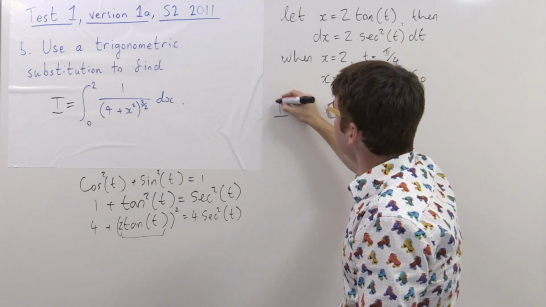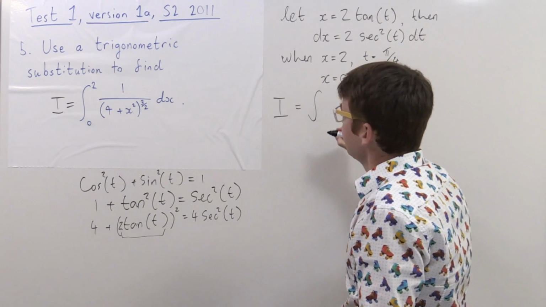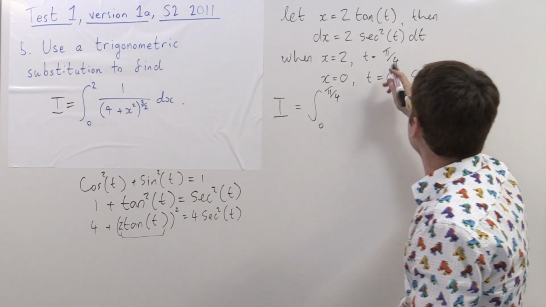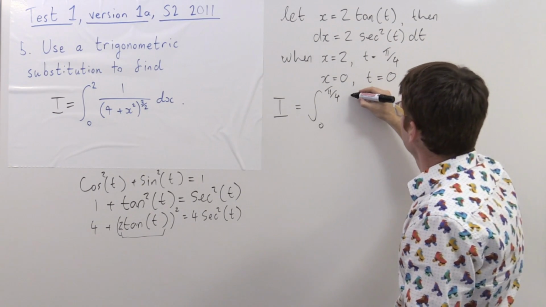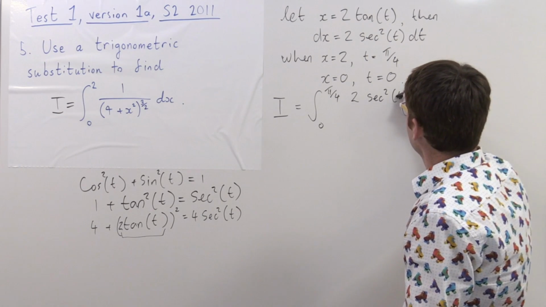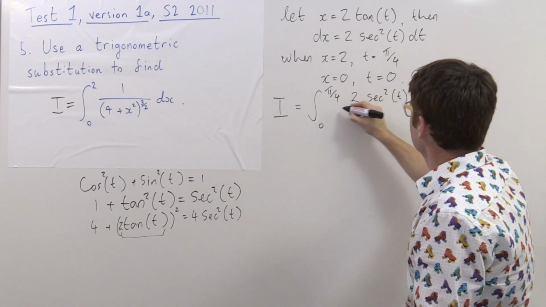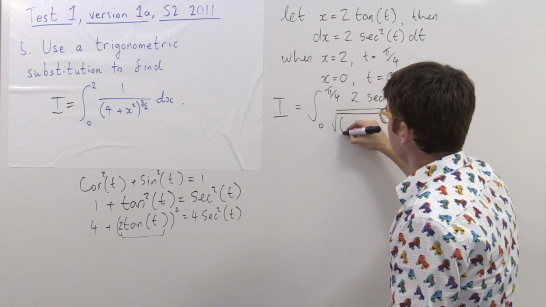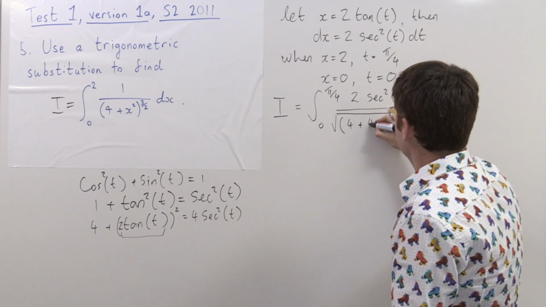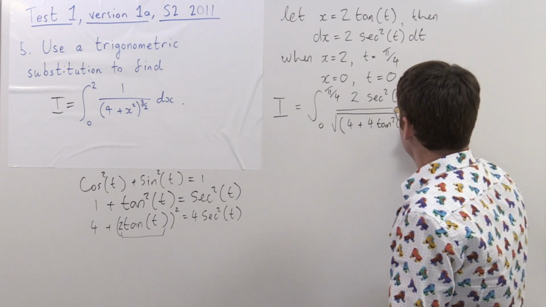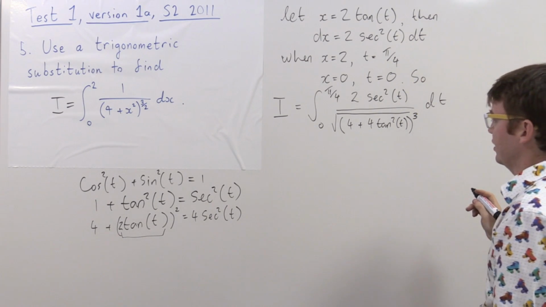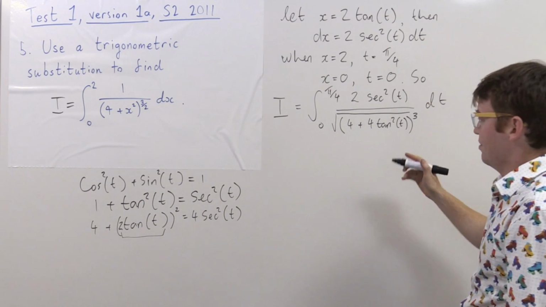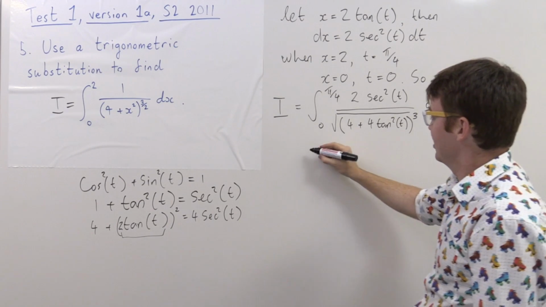So I can rewrite my integral, which I've conveniently called I, as the integral between 0 and pi on 4 of, well, dx became 2 sec squared t dt. And this thing down here is the square root of 4 plus 4 tan squared t, cubed, like that. And I'm apprehensive, but let's see where this goes.